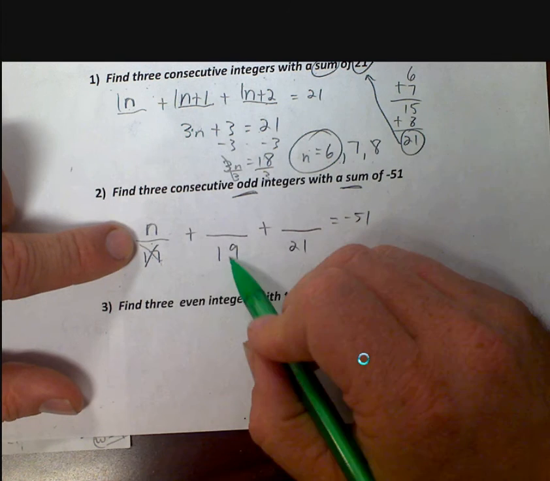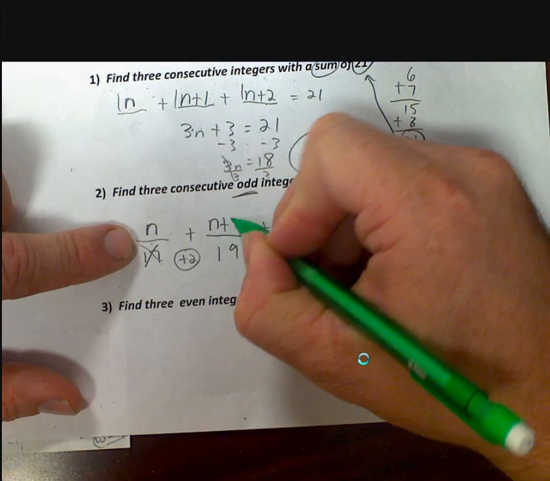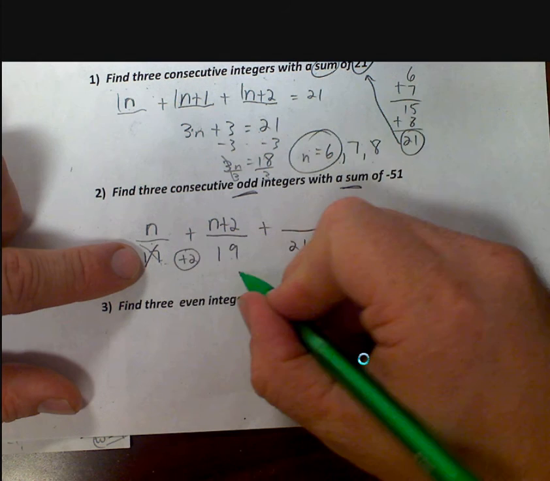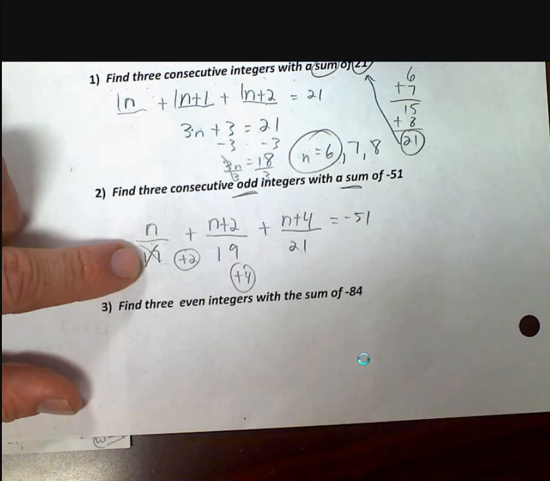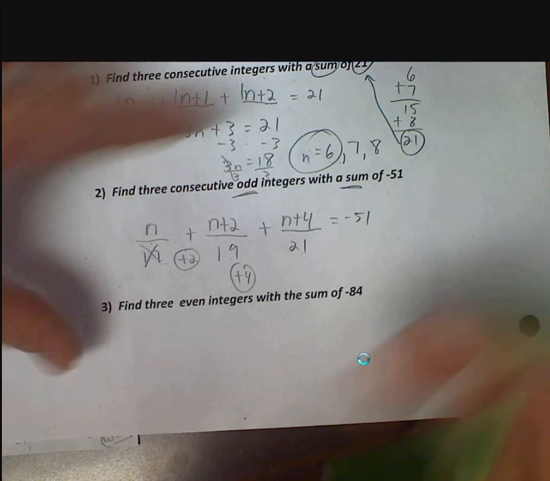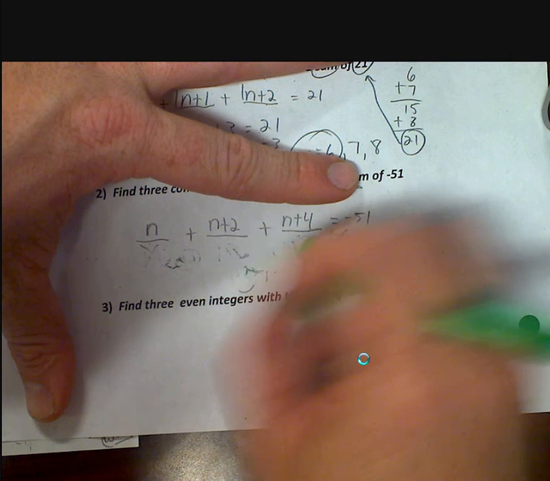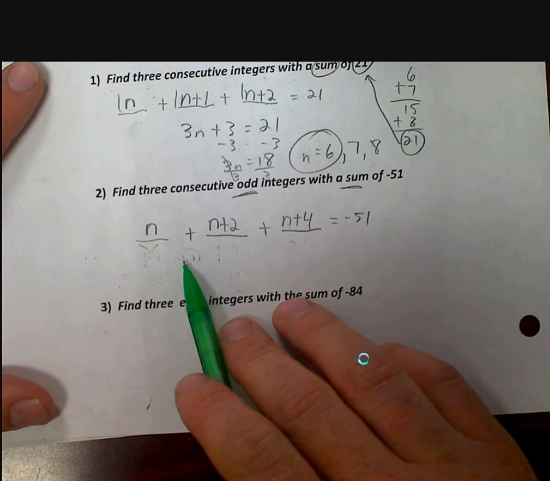To get from 17 to 19, I had to add 2. So then I'm going to have n plus 2. Then to get from 17 to 21, I had to add 4. That means that this has to be n plus 4. I can erase my example. And now I can go ahead and solve my equation.